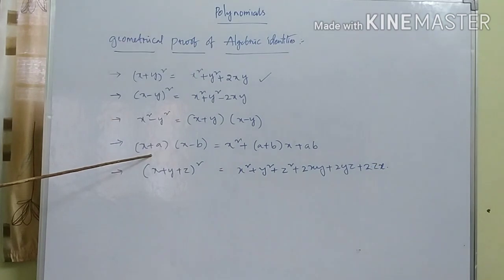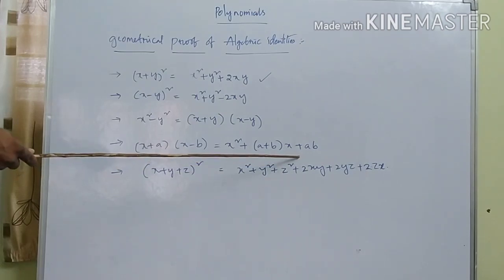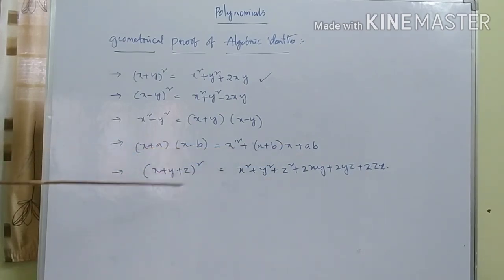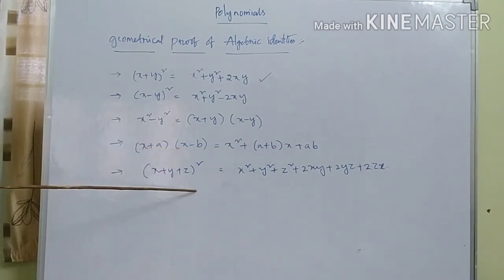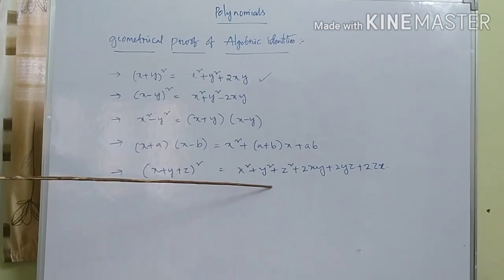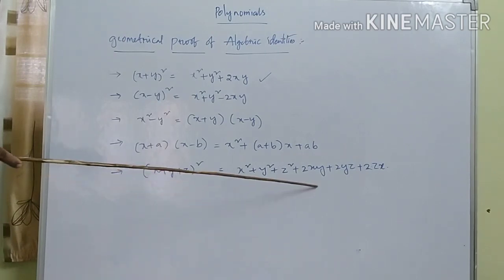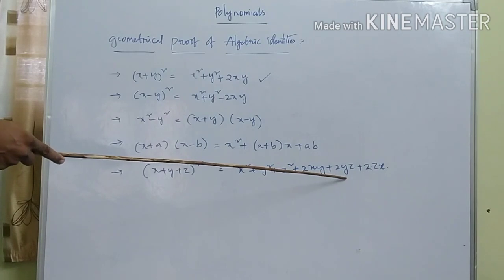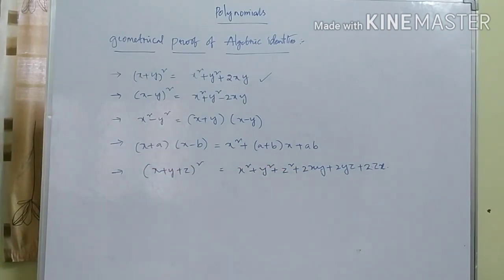(x + a)(x + b) is equal to x² + (a + b)x + ab. The next one: (x + y + z) whole square is equal to x² + y² + z² + 2xy + 2yz + 2zx.